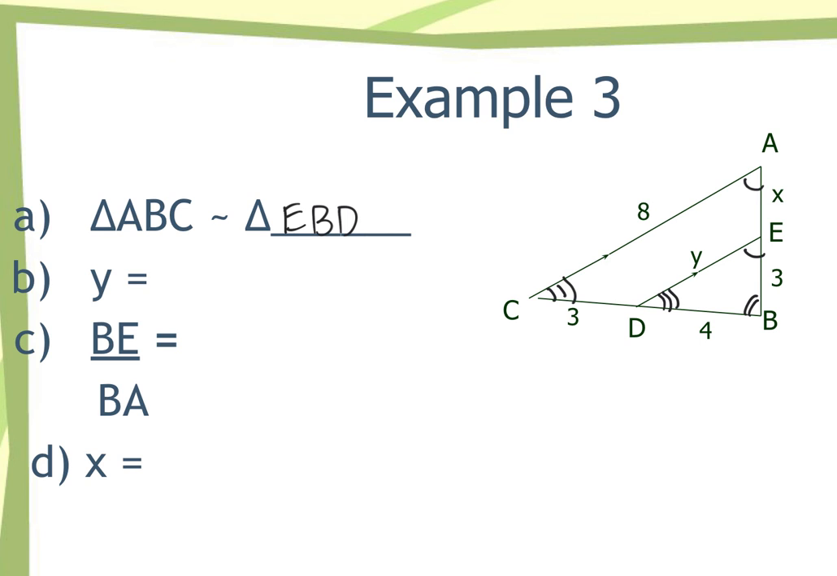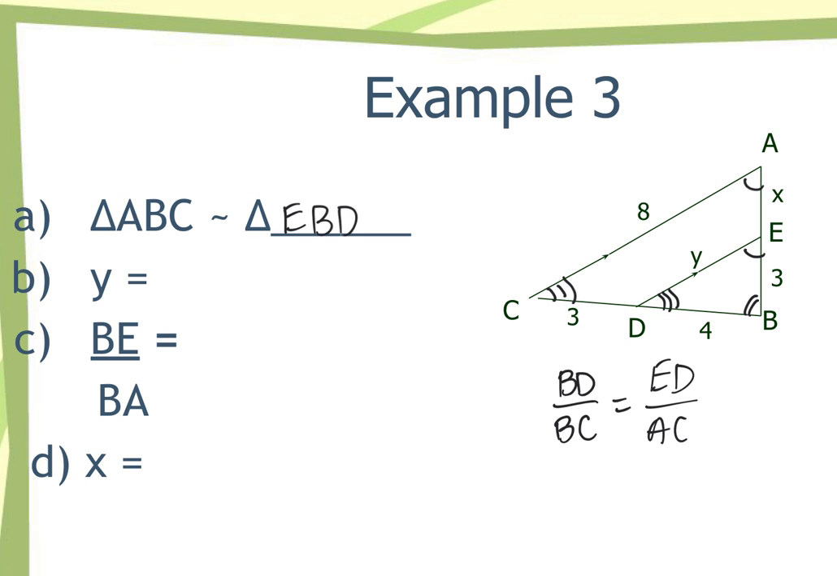Now, y equals blank. How could we figure out y? Sophia? You would start with BD over BC is equal to ED over AC. Excellent.